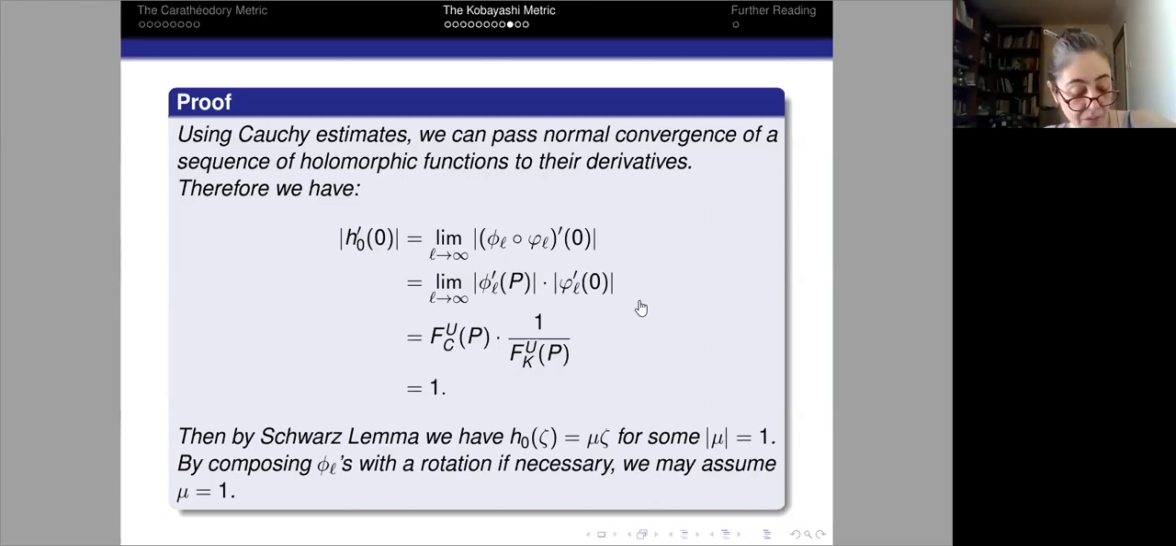So by the Schwarz lemma, we can say that h 0 is a rotation: h 0 of zeta is equal to mu times zeta for some mu with absolute value 1. If necessary, you can compose phi with a rotation, and we can assume that mu is equal to 1.